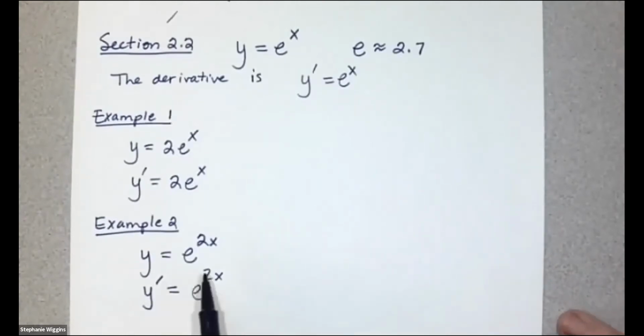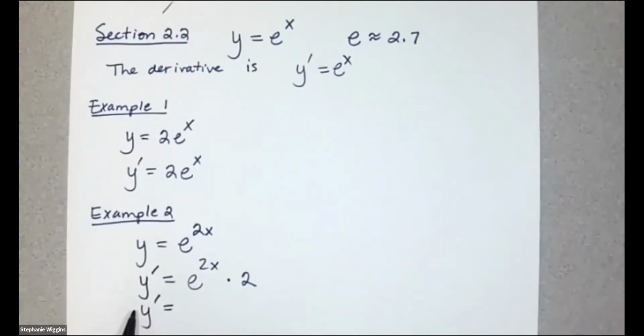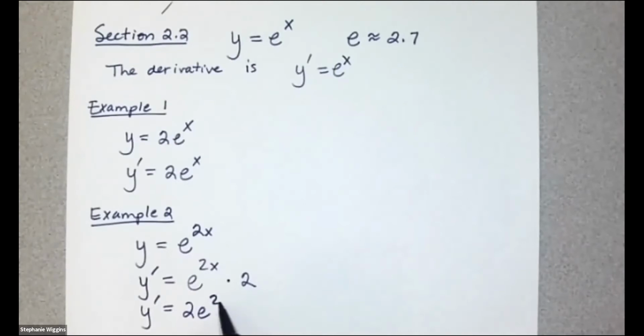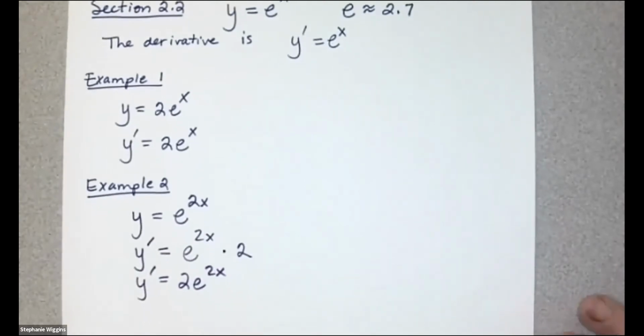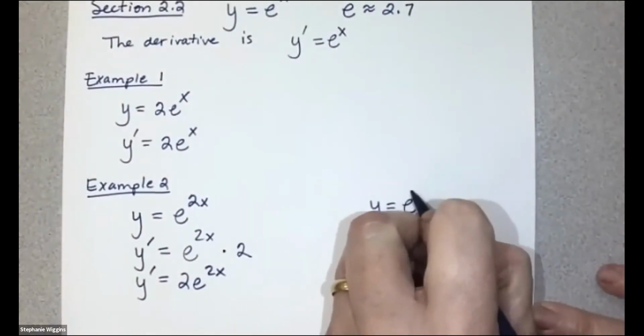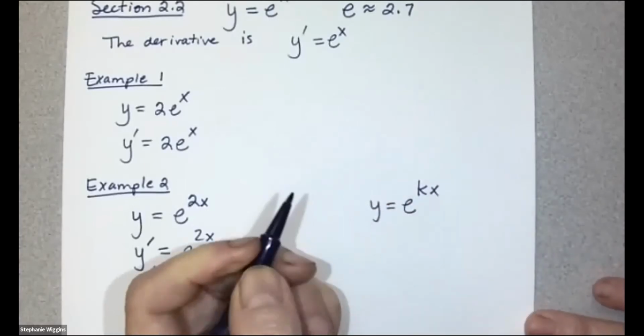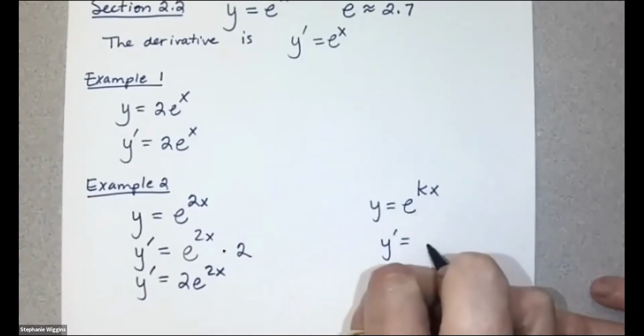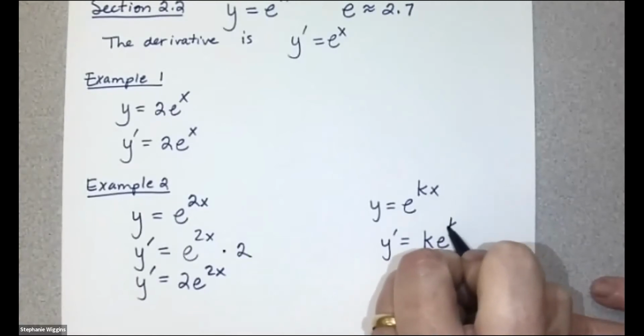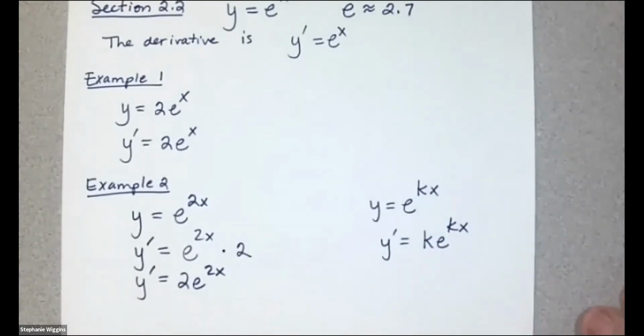But then, because this is not just plain old x, I have to multiply by the derivative of this inside function, and the derivative of 2x is 2. So this just becomes y prime equals 2e to the 2x, okay? So in general, if you have a function y equals e to the kx, where k is some constant, then your derivative is going to be k e to the kx. All right?